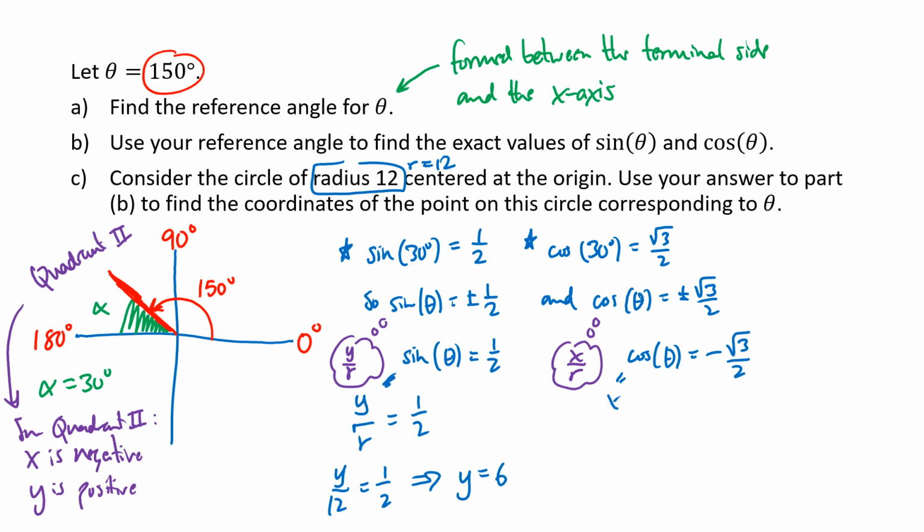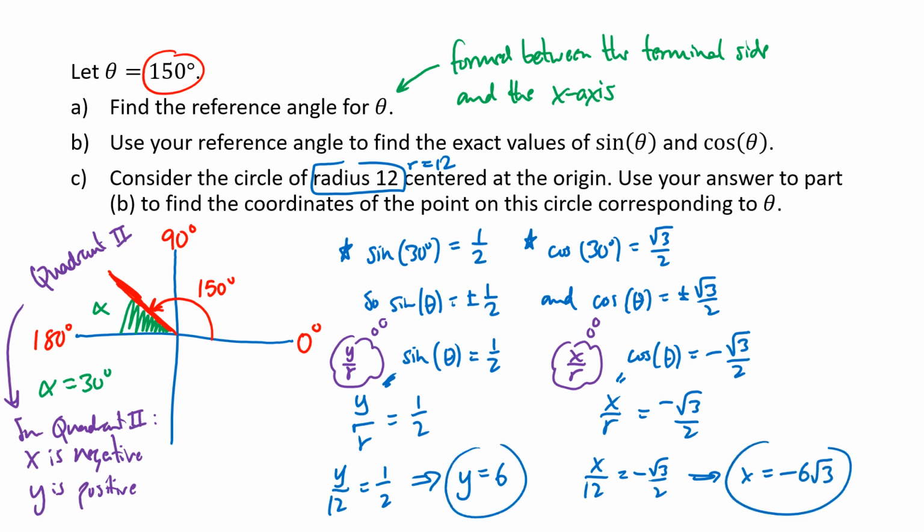Cosine of theta, that's x over r, and so that means that x over r is negative radical 3/2. Or in other words, x over 12 is negative radical 3/2. Multiply both sides by 12 there, I get x equals negative 6 times the square root of 3. And so those are my x and y coordinates on this circle. So once we know what r is, we can figure out x and y based on the sine and cosine. In part B, we didn't know what r was, we just knew that it had to be positive, and that's how we figured out the sine and cosine.